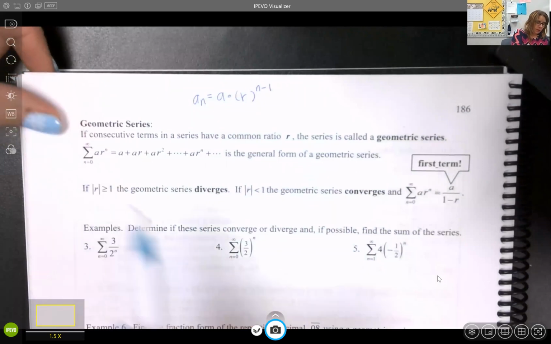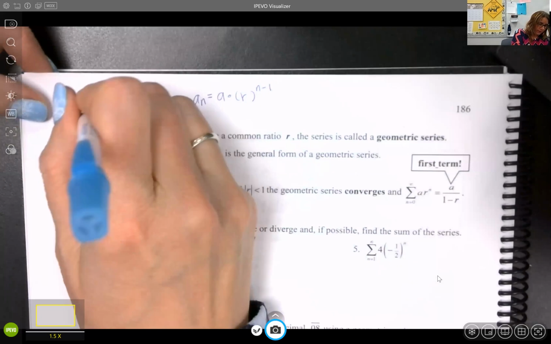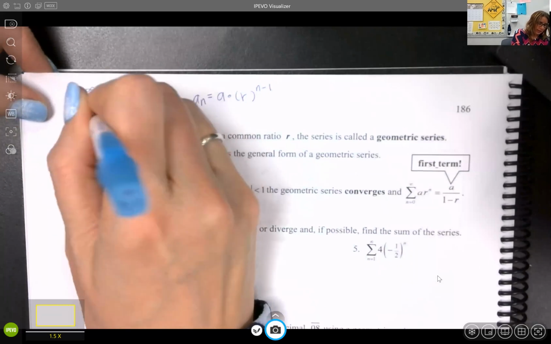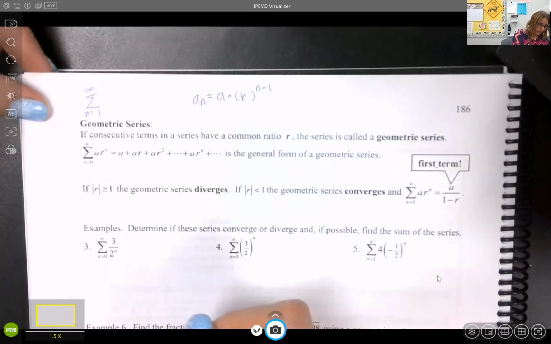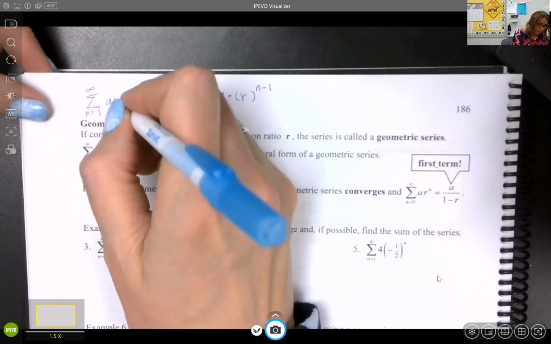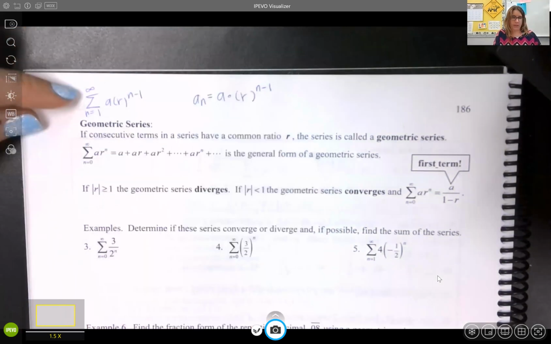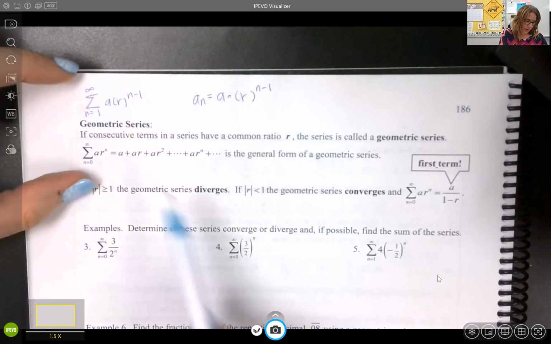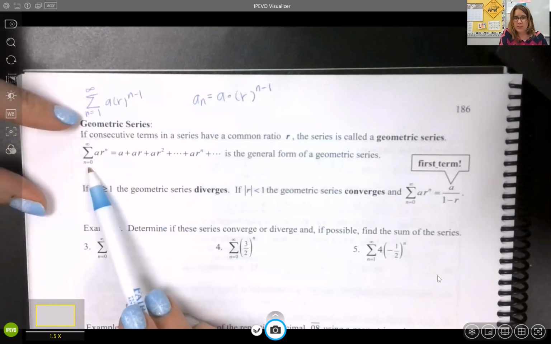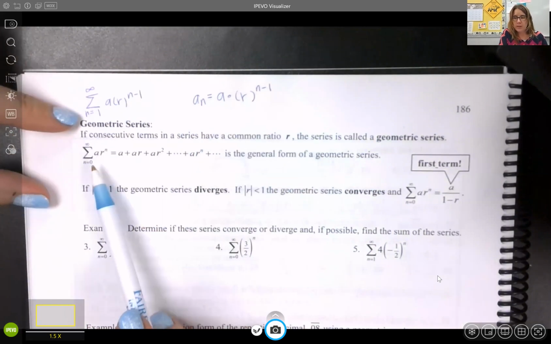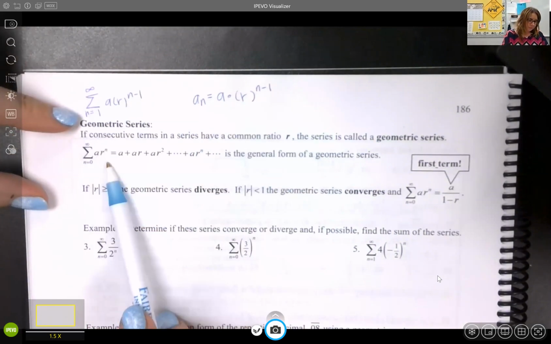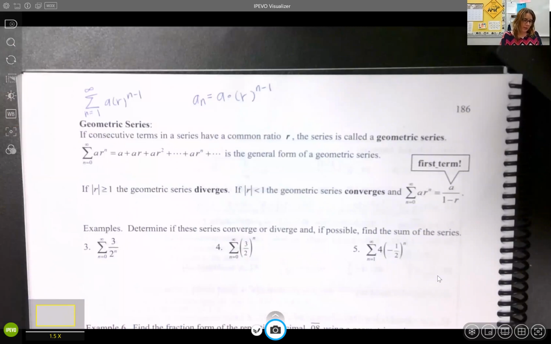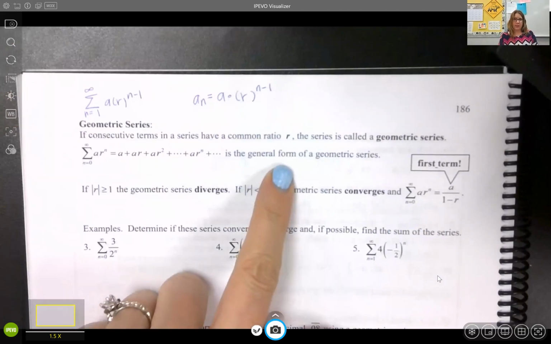Okay, so just notice that if I have an n equals 1 here, then this is n minus 1. So this would be the same thing, just depending on where you start at the bottom. So you always need to pay attention to where you're starting at the bottom. Okay? So this is the general form of a geometric series.